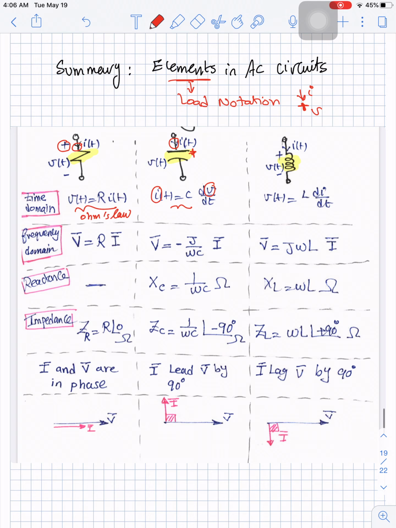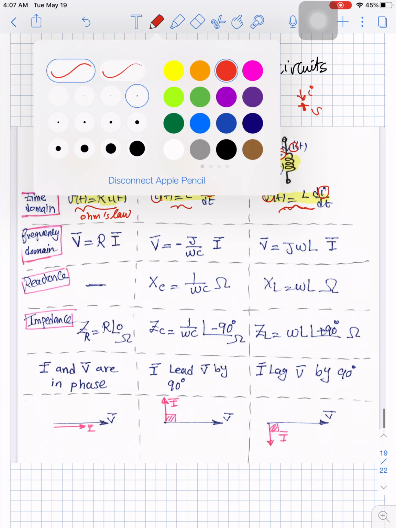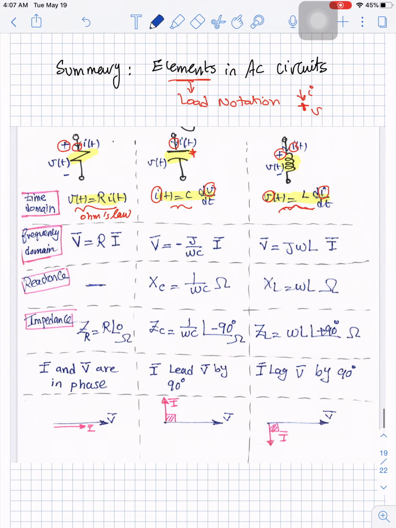Also for the inductor, we have a differential equation that relates the current to the voltage. And to use this equation, you have to assume that the current is entering the positive terminal of the voltage. All these equations here are called time domain because it's a relation between the voltage as a function of time and the current as a function of time. So these equations are the time domain equations.